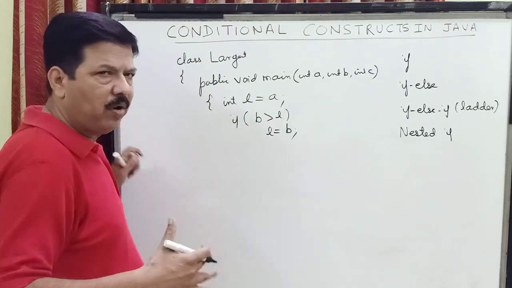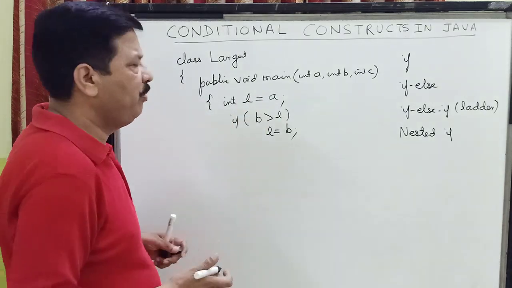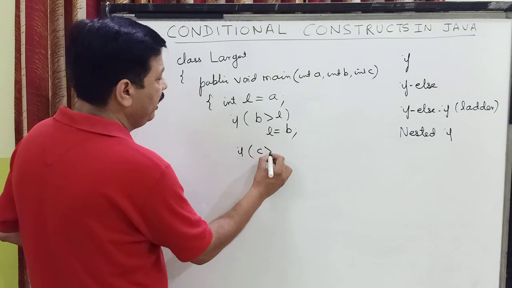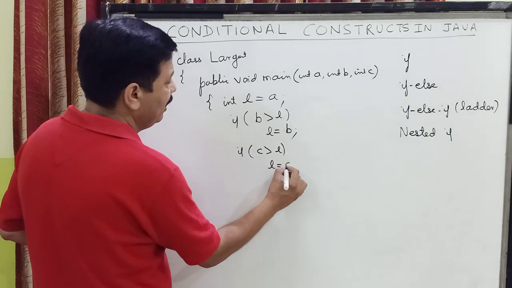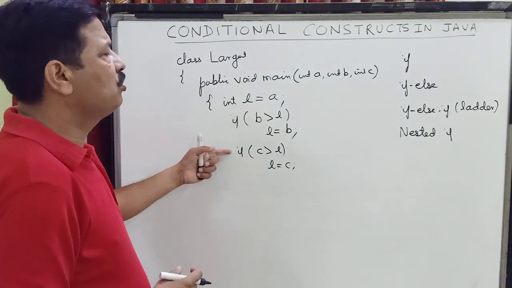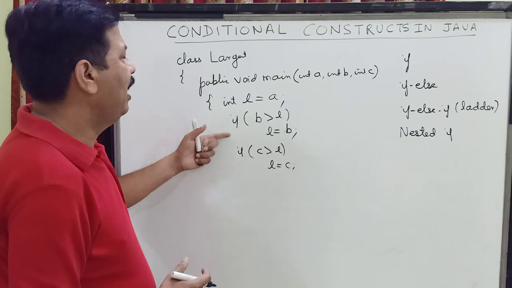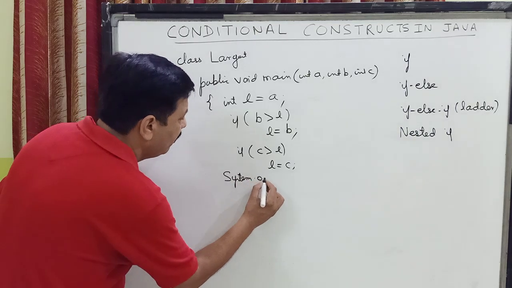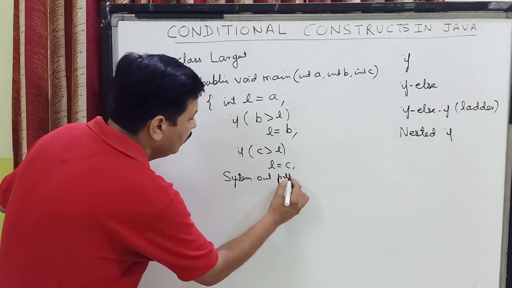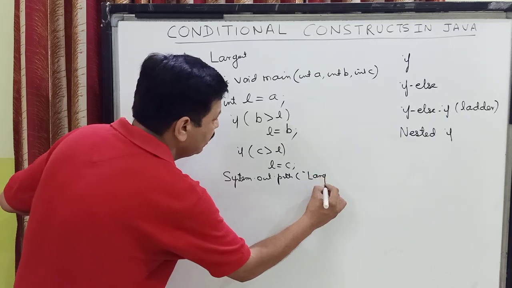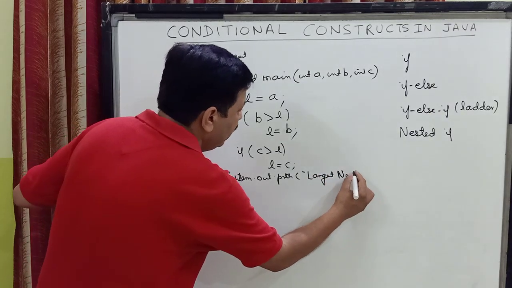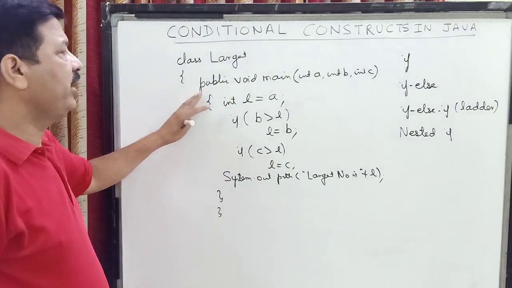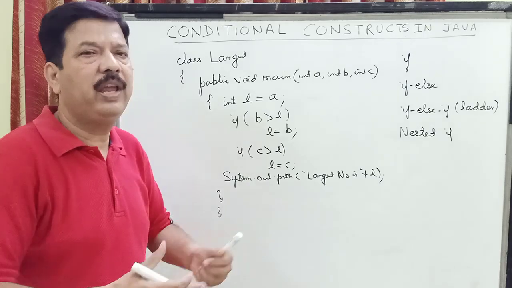Now I can use any number of if statements or if else statements in a program. Now I use another if statement. If C is greater than L, so I say L is equal to C. So simply I have used two if statements one after the other, and now children I print that the largest number out of these three numbers is stored in L. So I print: largest number is L.